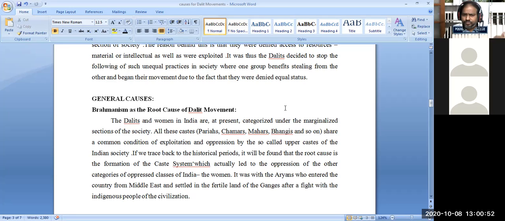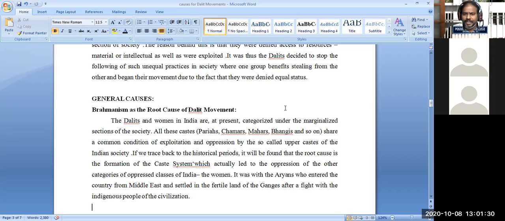Okay, so here Brahmanism is the root cause. The Dalits and women in India are at present categorized under the marginalized sections of society. All these castes, like the untouchable castes or the various castes of Dalits as we call them at present, or Harijan, or any synonym we are using, these lower classes share a common condition of exploitation and oppression by the so-called upper castes of Indian society.